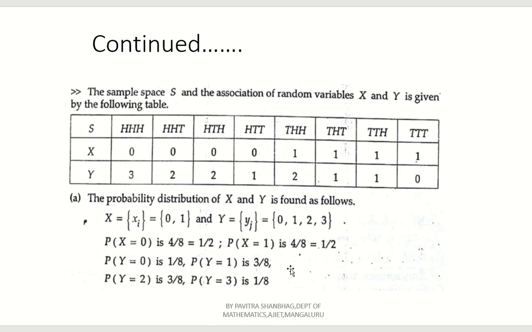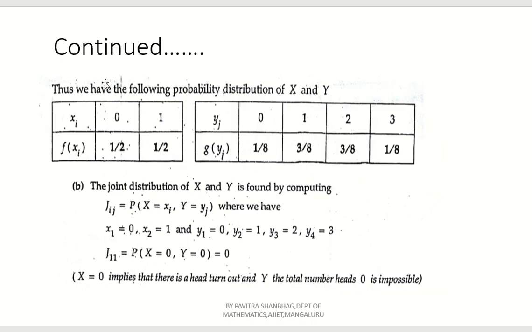Similarly, the probabilities of getting 0 and 1 for x are 1 by 2 and 1 by 2. If you add 1 by 2 plus 1 by 2, you will get 1. Again, 1 by 8 plus 3 by 8 plus 3 by 8 plus 1 by 8, add this all, 8 by 8, that is equal to 1. So your marginal distribution is proper. Or you can mention it in the table also. Thus we have the following probability distribution of x and y, or we can say the marginal distribution of x and y.